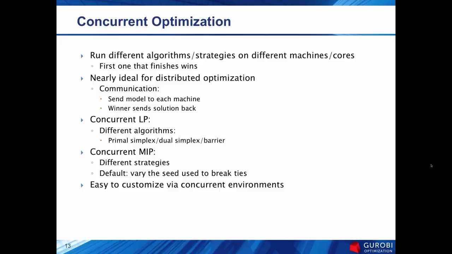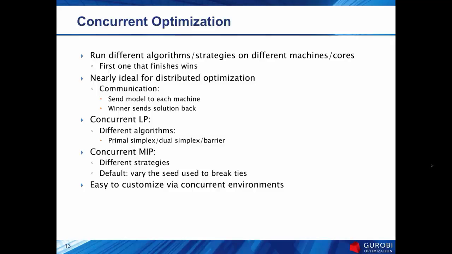Because these are independent solves, it's an ideal case for distributed optimization. The communication is relatively small. You send the model to each machine, and each machine solves independently. When the first set of parameters finds a solution, it returns the solution back, and that's the winner.